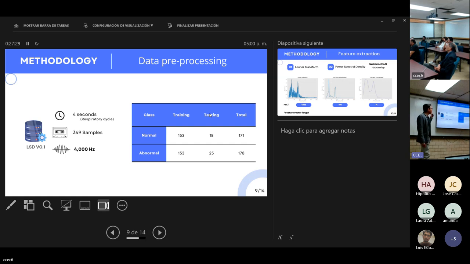Once we applied this step, we generated a new data set that contains 349 samples at a sampling frequency of 4 kHz. For this data set, we consider that the respiratory cycle has a duration of 4 seconds. So the samples taken from the data set were divided into 4-second recordings. Then we divided them into training and testing folders for a binary classification task, normal versus abnormal.